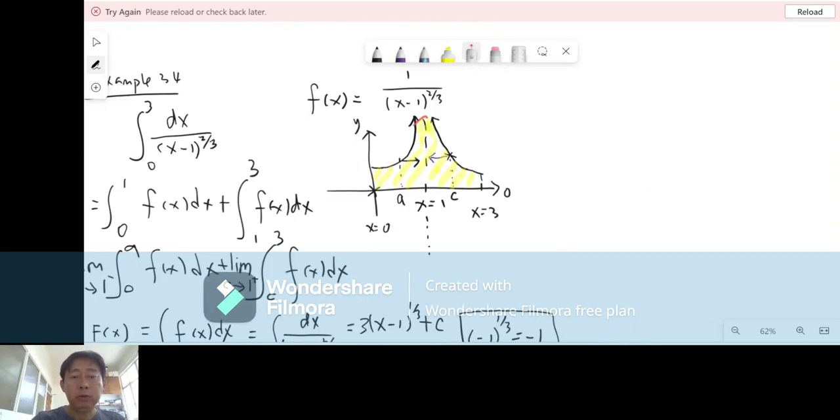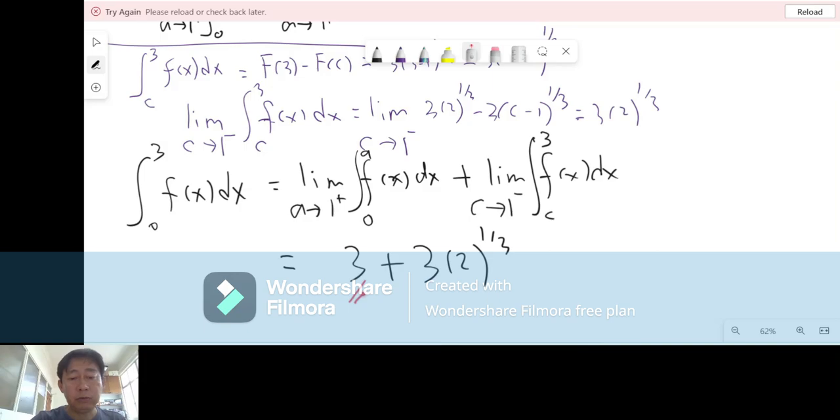Therefore, the total area of this integrand is just a sum of the integration from the left and the integration on the right. And that turns out to be just 3 and 3 times 2 to the power of 1/3 respectively. So this is the convergent value for the improper integration of this function from 0 to 3.